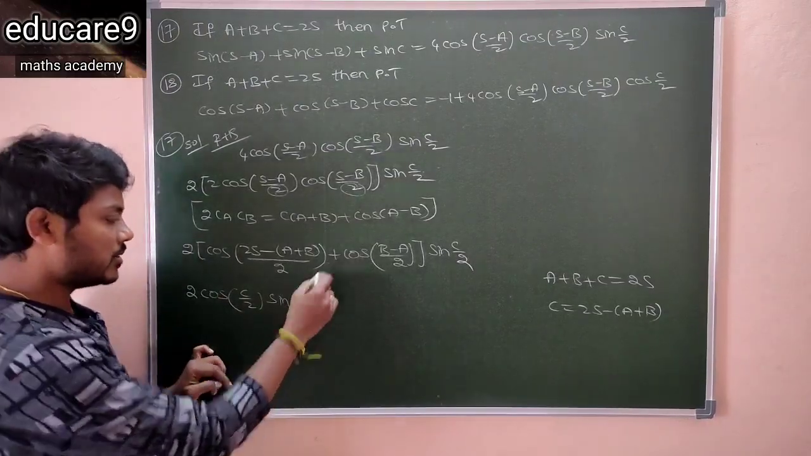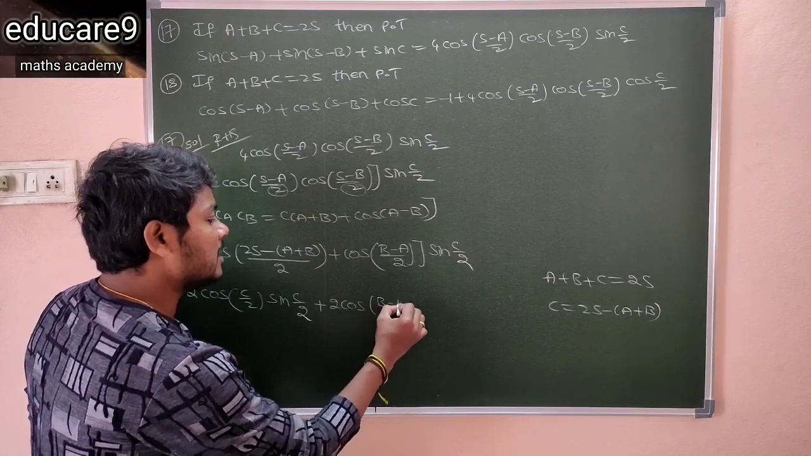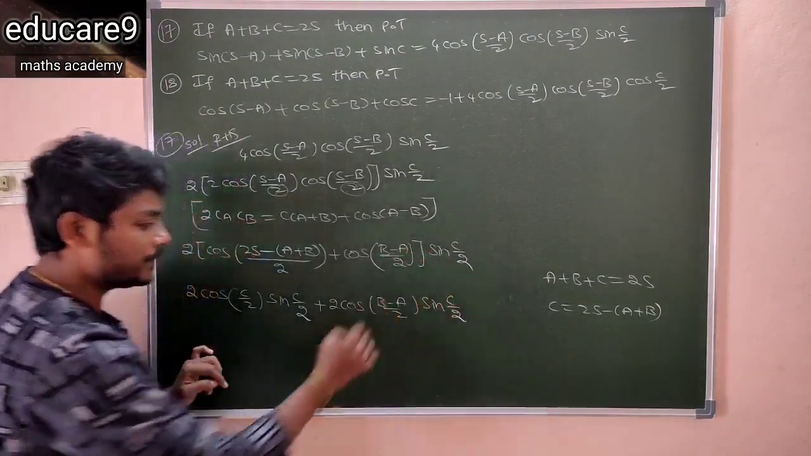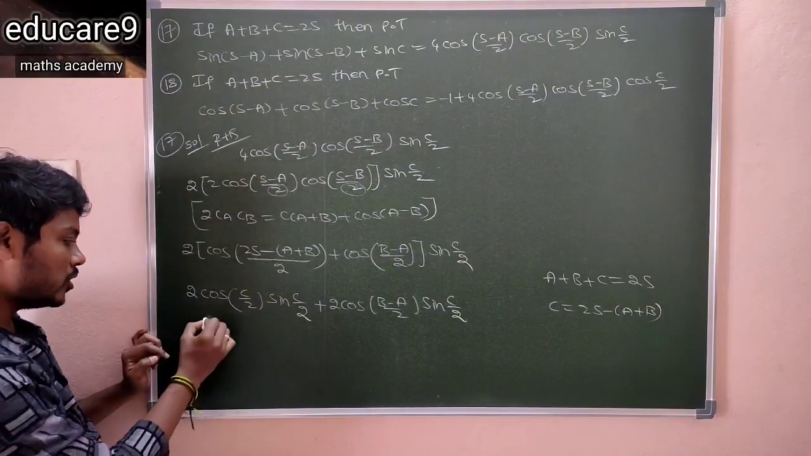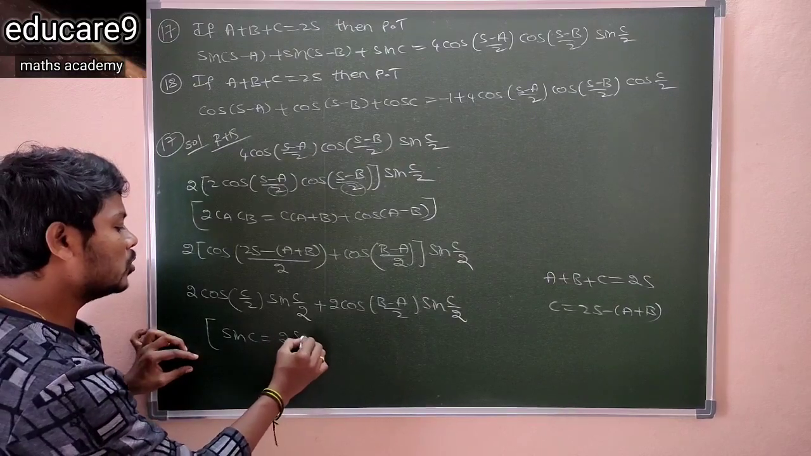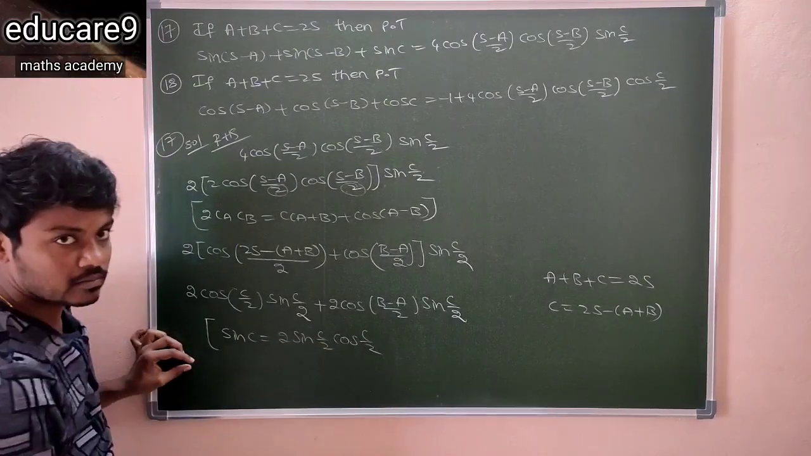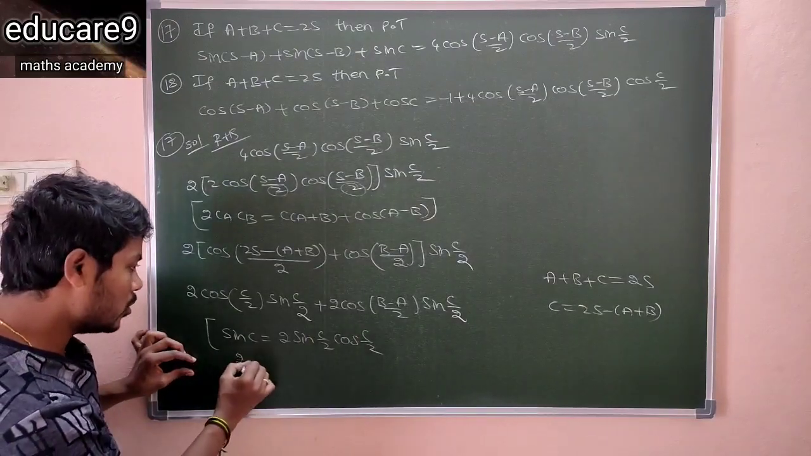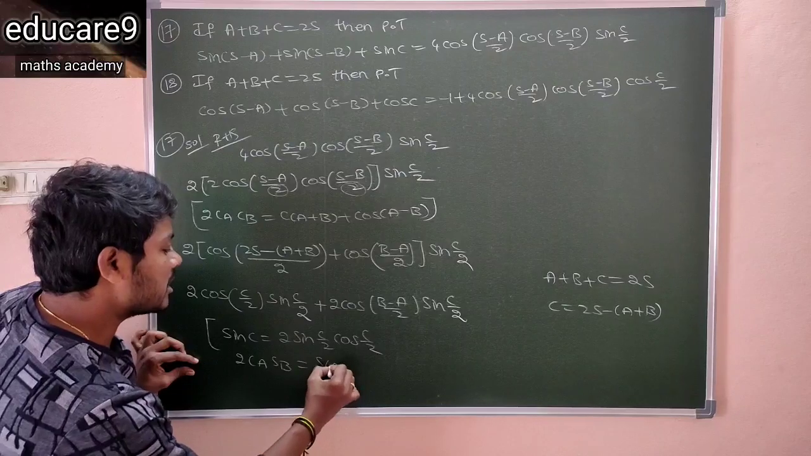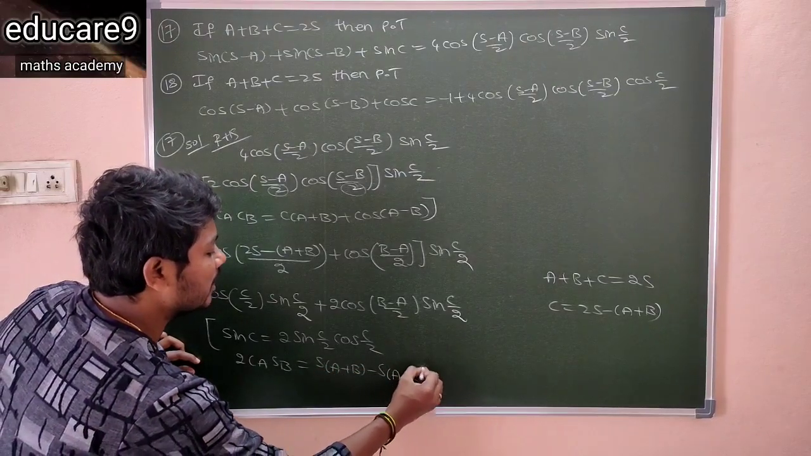Okay. Next one, plus 2 cos of B minus A by 2 into sin C by 2. Okay. So you know that the sin C formula is 2 sin C by 2 cos C by 2. Next one, the 2 cos A sin B formula, that is sin of A plus B minus sin of A.